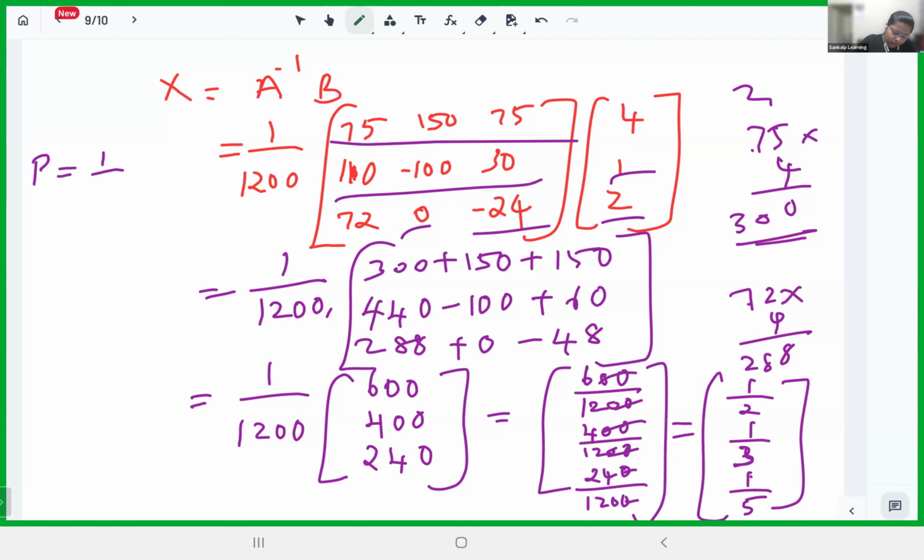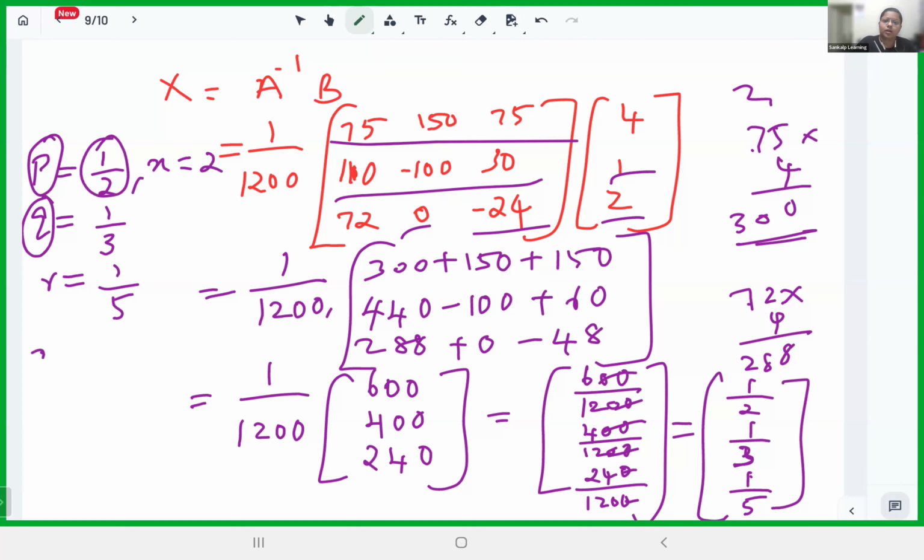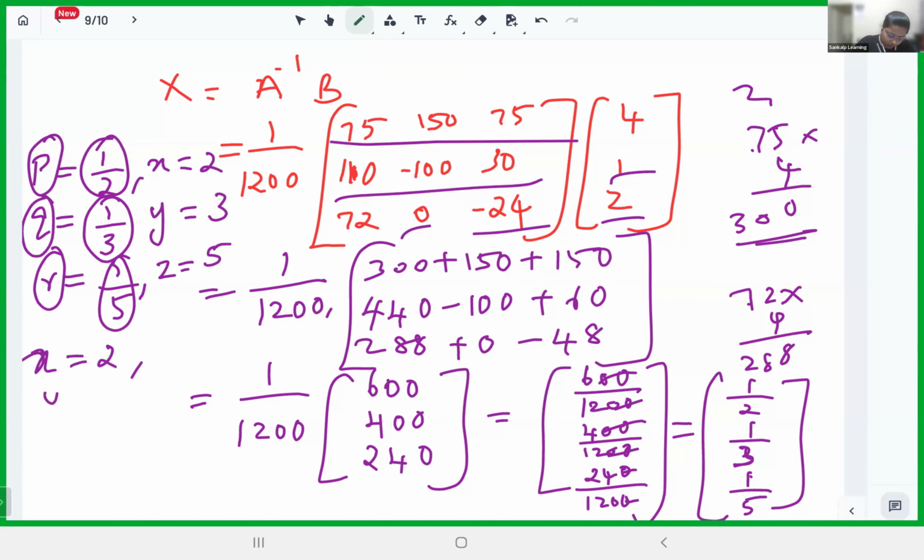So what are the values of P, Q and R? P is equal to 1 by 2. Q is equal to 1 by 3, and R is equal to 1 by 5. But we have to find out the values of x, y, and z. And we know the relation between p and x, right? P was 1 by x. That means the reciprocal of p is x, which means from this you get x is equal to 2. Take the reciprocal of this value. And we know y is a reciprocal of q, which means you take the reciprocal of this value, that is 3. Then we know z is reciprocal of r. So you take the reciprocal of 1 by 5, that is equal to 5. So what are the values of x, y, z? X equal to 2, y equal to 3, and z is equal to 5.